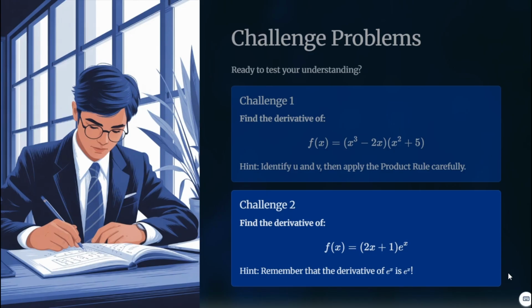The product rule looks intimidating at first, but with practice, it becomes automatic. Remember the formula, follow the steps, and you'll be differentiating products like a pro in no time.